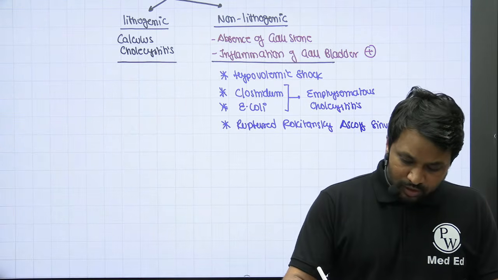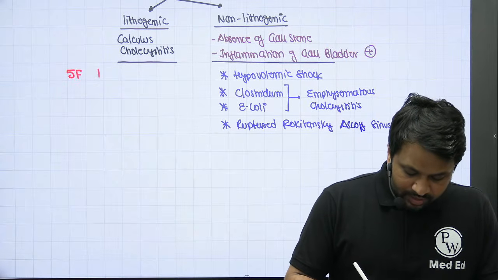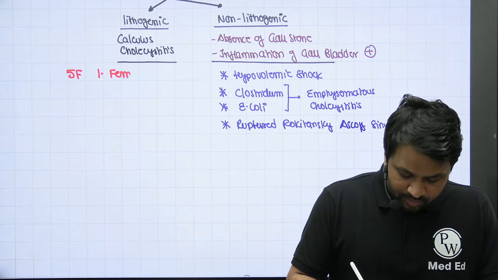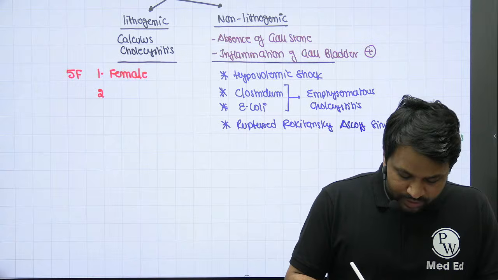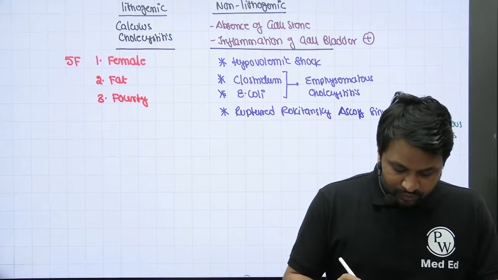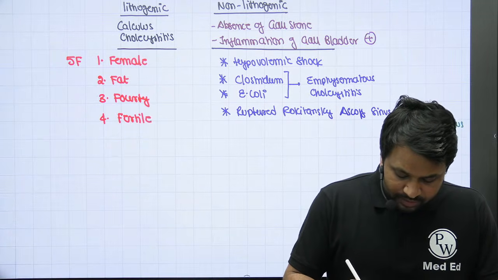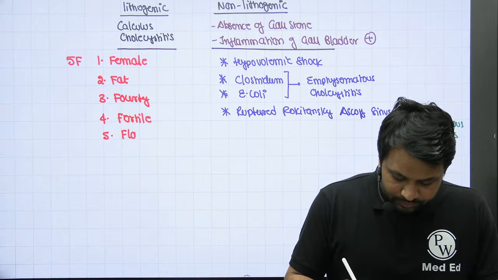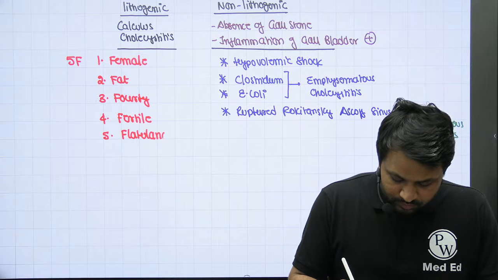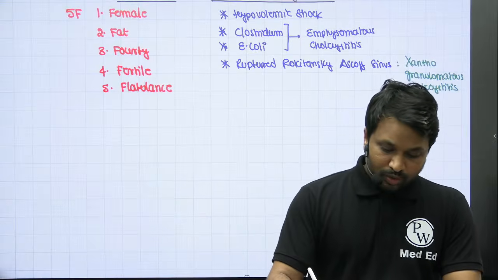Now, for lithogenic causes, you have a risk factor which is called the 5F risk factor. At the first one, the patient must be a female. If she is fat, if she is in her 40s. So, female, fat, 40, if she is fertile, and if there are complaints of flatulence, right? This will result in acute cholecystitis.